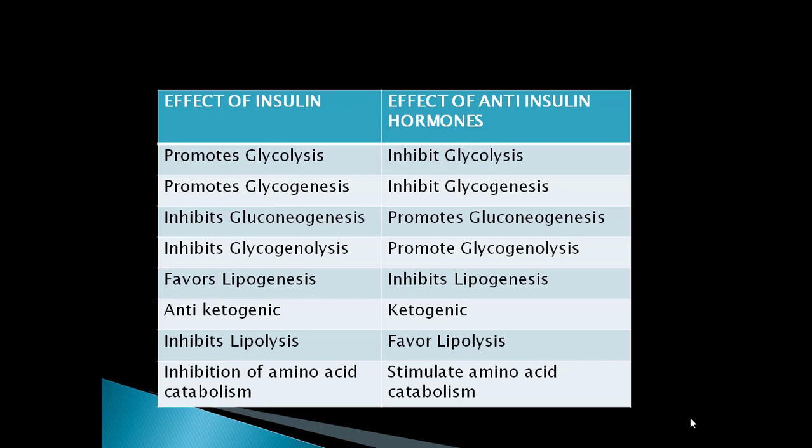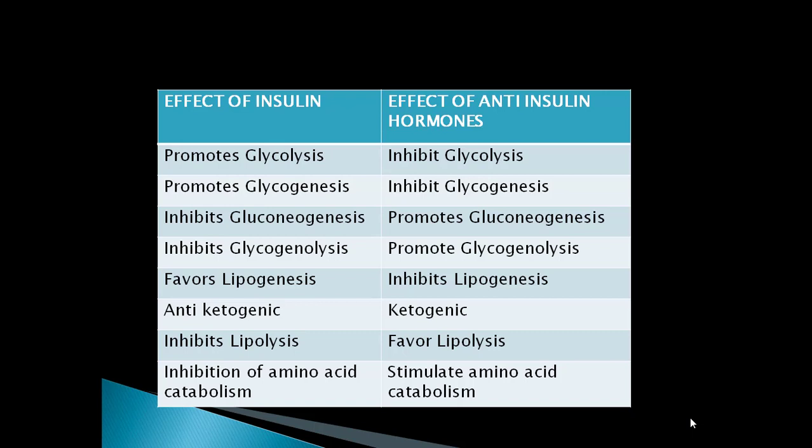So what does insulin do on metabolism of various macromolecules, especially glucose? Insulin promotes glucose utilization via glycolysis and synthesis of glycogen from glucose, that is glycogenesis. So it reduces blood glucose levels. At the same time, it also inhibits the factors which increase the blood glucose, that is, it inhibits gluconeogenesis and glycogenolysis or glycogen breakdown. So the net effect is reduction in blood glucose level.